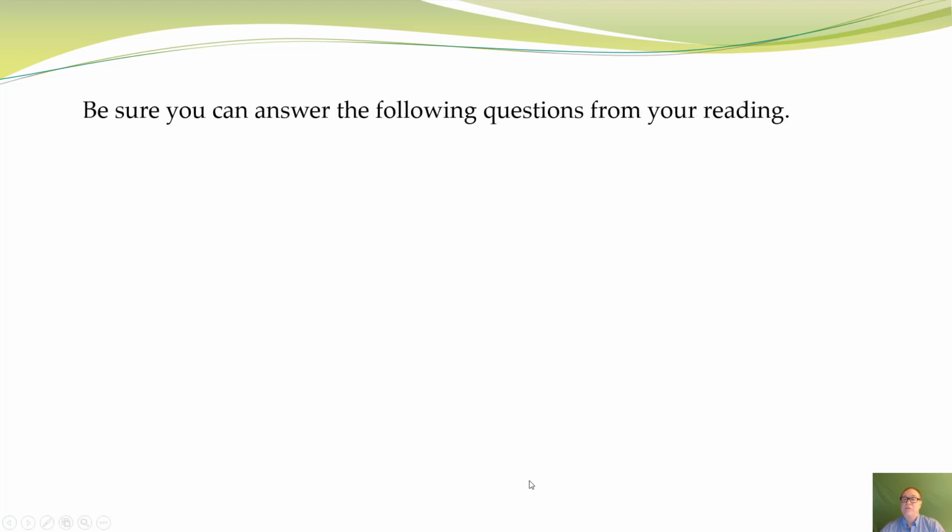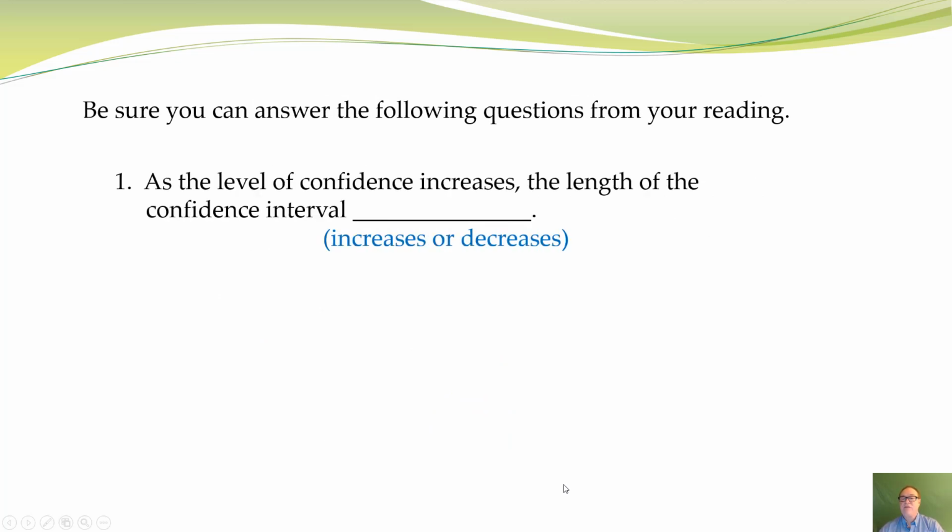All right, now, some questions you should be able to answer from your readings. As the level of confidence increases, what happens to the length of the confidence interval? Now, I say look at this as throwing darts at a circle. If you only needed to be 50% confident, that means if you threw 10 darts at the circle, you would need to get half of them in, 50% of them. So that's 5 out of 10 darts in the circle.